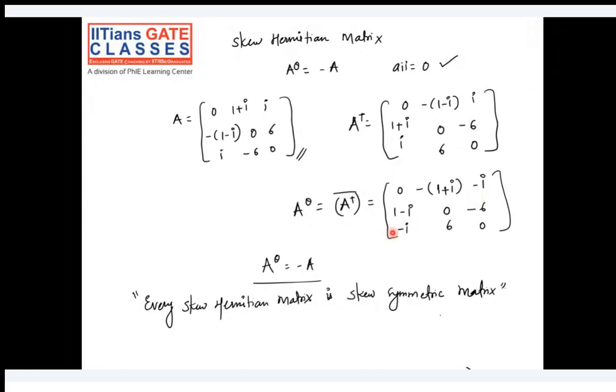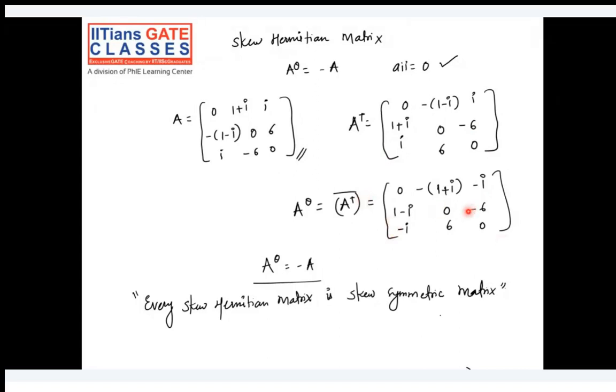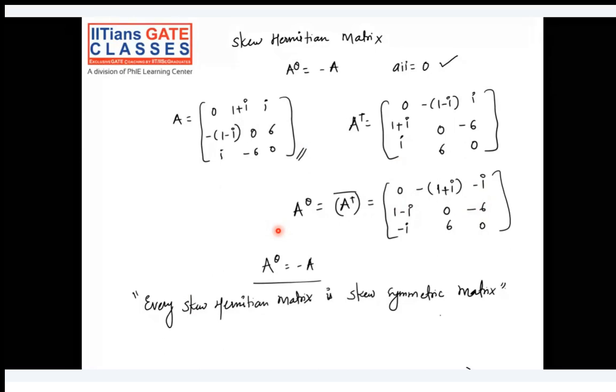And ultimately this is your A raised to the power theta matrix. Is it the same as the original matrix? No. Is it equal to minus times the original matrix? Yes, right? Because here it's minus 6, here it's minus i, and we can clearly see all the terms are multiplied with a minus, and then we'll get the original matrix. So A to the power theta equals minus A, and that's why this particular matrix is a skew Hermitian matrix.